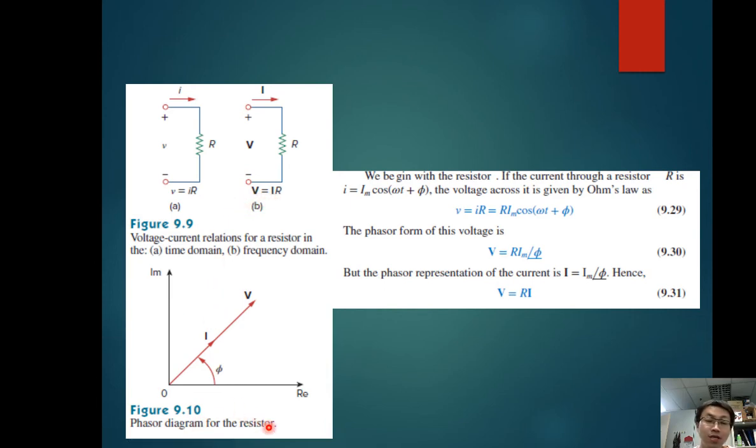We can also represent the phasor diagram for the resistor, where my real axis is here and imaginary is here. To put my I into the phasor diagram, we must know where I is. For example, my I is Im angle phi, so I put I like this, and this is my phi. If I multiply by R, I have my V. For example, if I is 10 amperes and my resistor is 10 ohms, our voltage will be 100. It will be longer than I, but in the same direction. Okay?